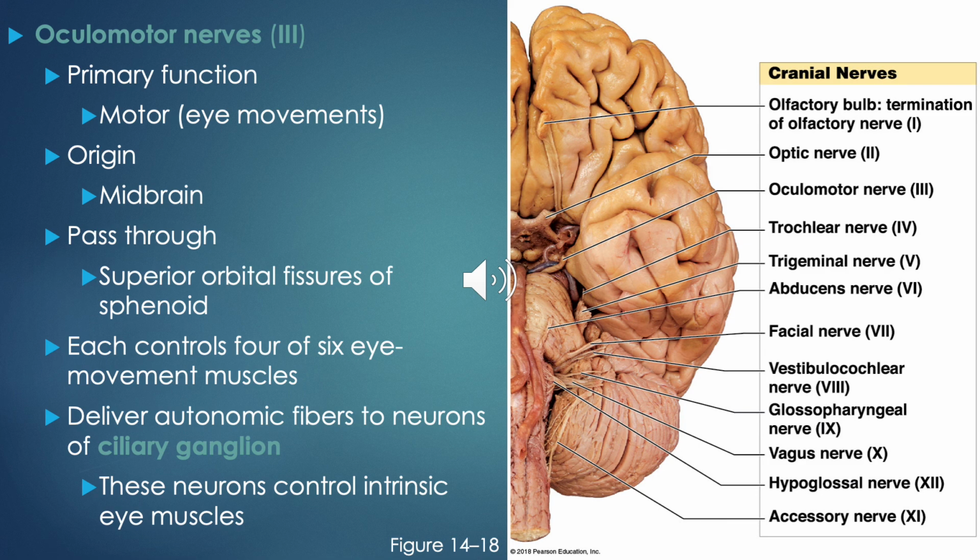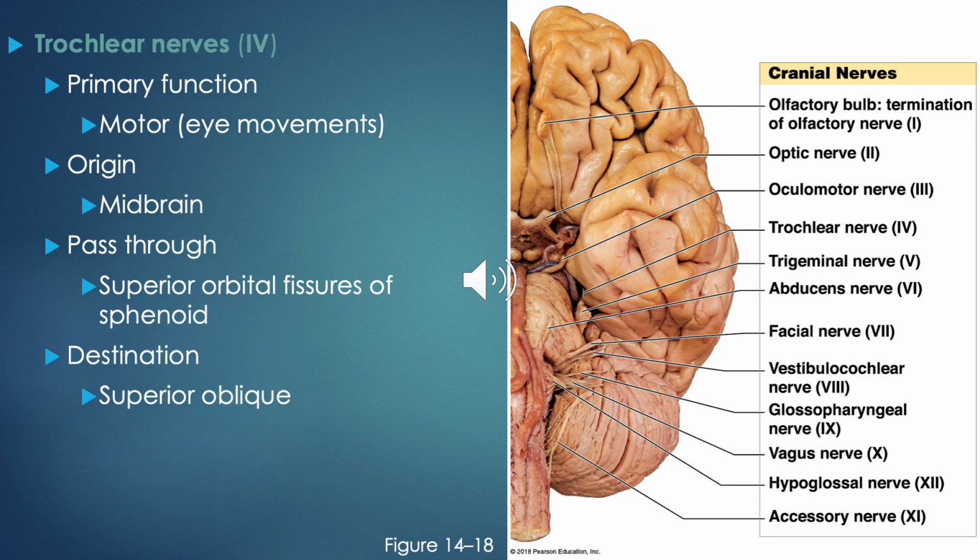The trochlear nerves are cranial nerves 4, and their primary function is motor, again for eye movement. So this is picking up for those 2 other eye muscles that weren't covered by the oculomotor nerve. They originate in the midbrain and then pass through the superior orbital fissures of the sphenoid, with the destination being the superior oblique.